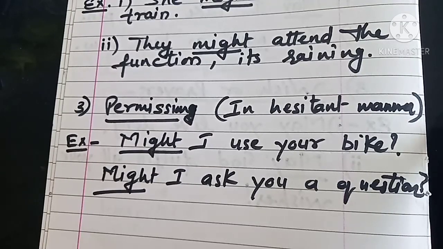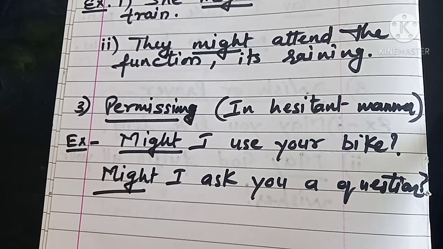The third use of might is to express permission in a hesitant manner. When the person is hesitating in asking for something or asking for permission, then he will use not may, but might in place of may. For example, might I use your bike? The person is very much hesitant in asking for the permission to use someone's bike. Another example is, might I ask you a question? So here the person is very much hesitant in asking the other person to allow him to ask a question.